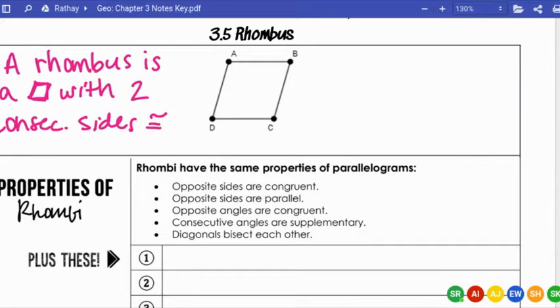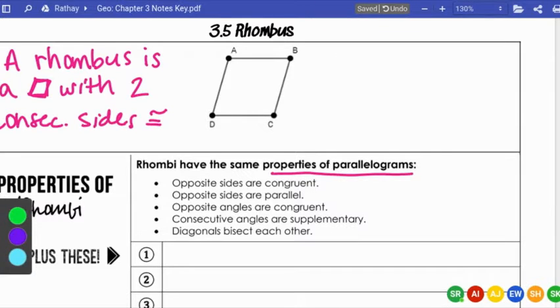Let's review our properties of parallelogram. In a parallelogram, we know that opposite sides are congruent. So AB is congruent to CD, and BC is congruent to AD. We also know that opposite sides are parallel. So we have AD parallel to BC. We have AB parallel to CD.